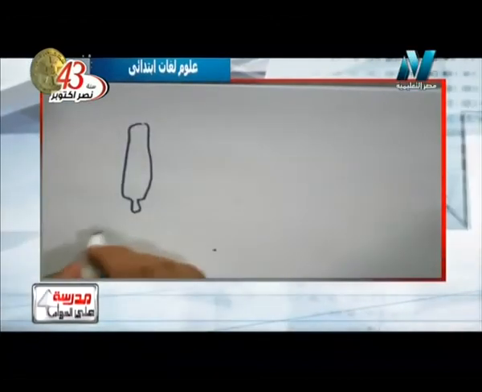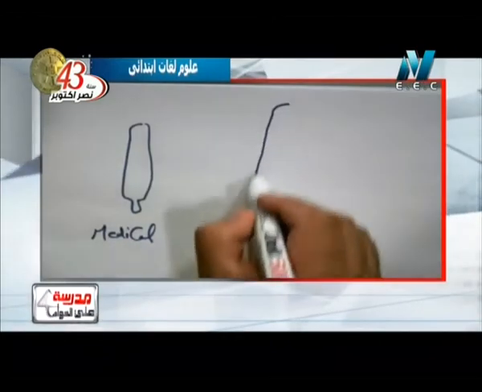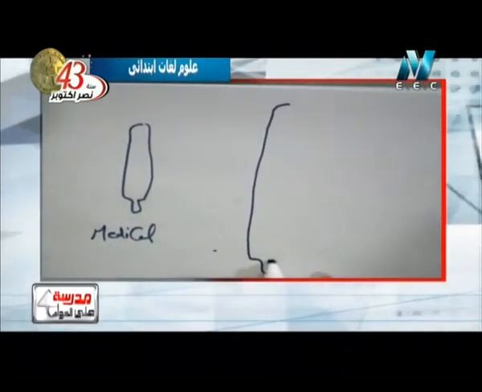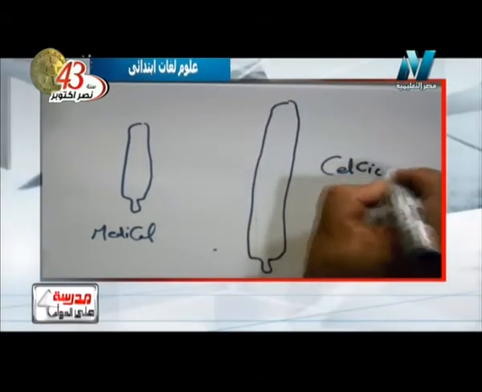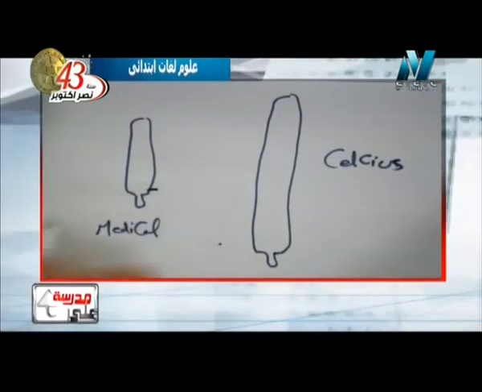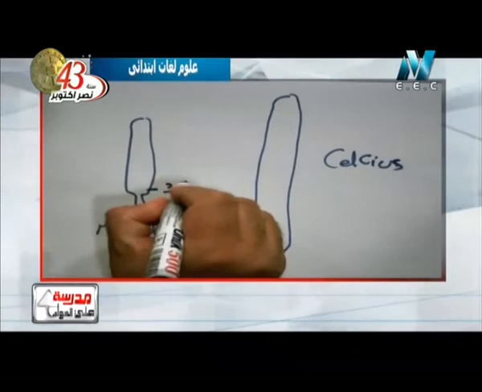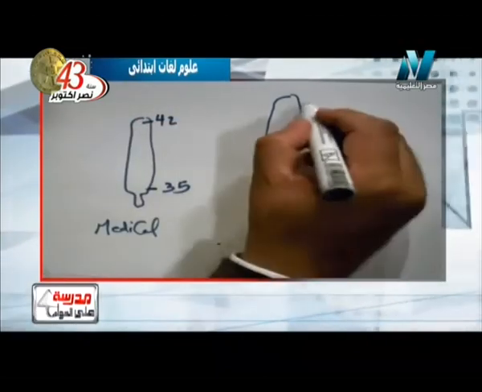That's the medical one. And another longer thermometer like that. This is the Celsius one. Celsius one. It started from what to what here in the medical thermometer? From 35 to 42. Here, from 0 to 100.